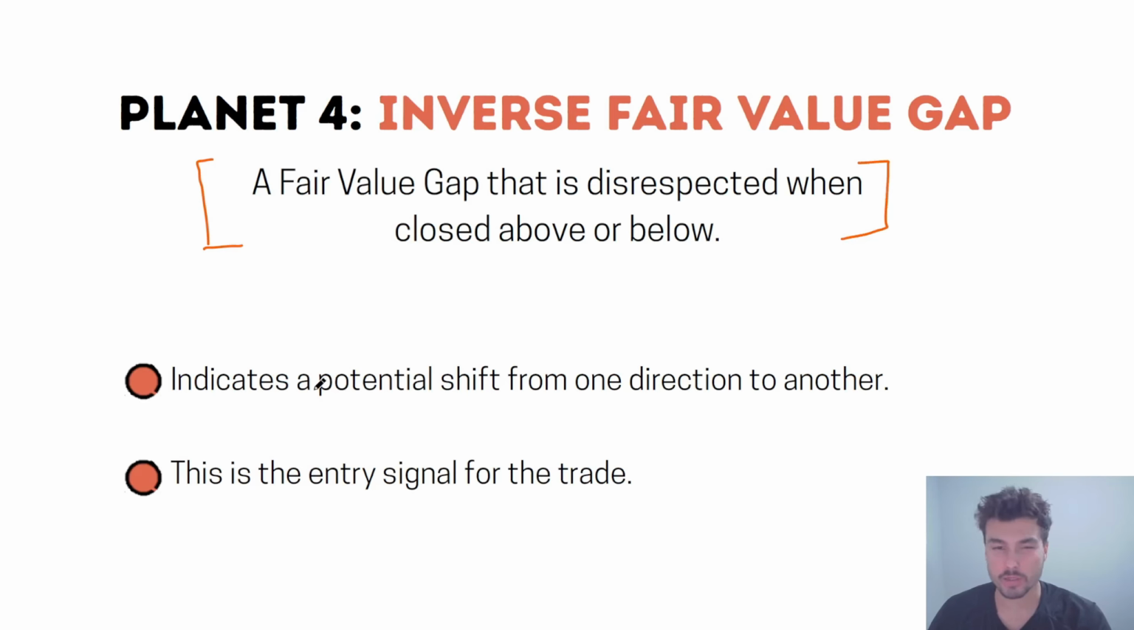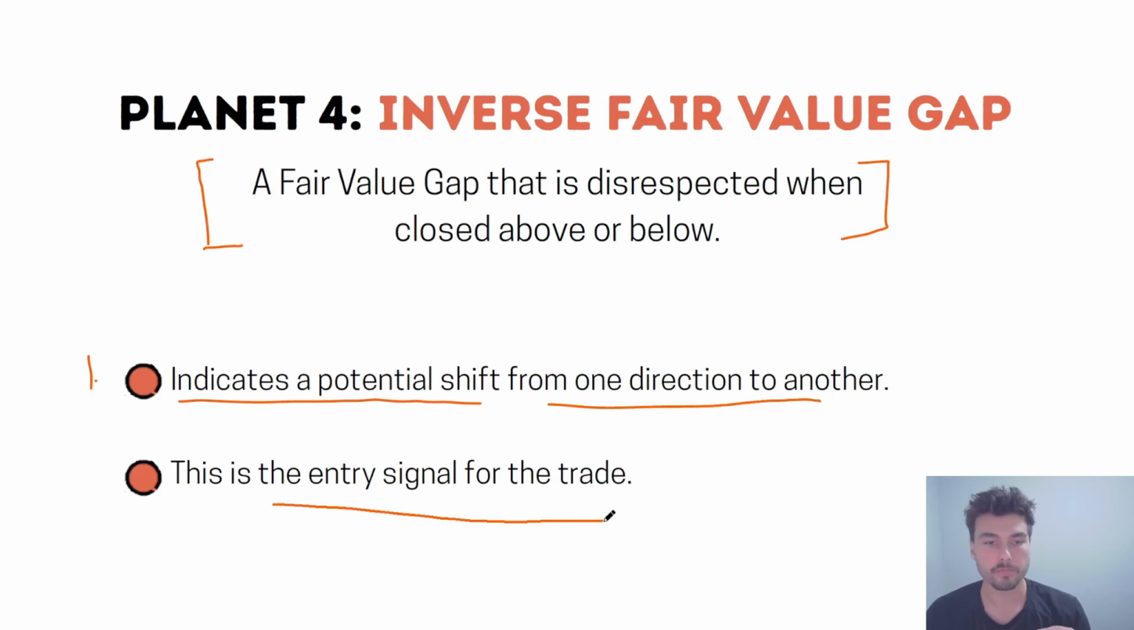What does it change? What does it indicate for us? Well, number one, it indicates a potential shift from one direction to another. That's important. And number two, the most important thing here is that this is the entry signal. This here is the entry signal. So you have price tap into the 15-minute gap, tick. You have low resistance to target, tick. You're inside of a macro, tick. You have impulse on the inverse fair value gap, tick. You take the trade.